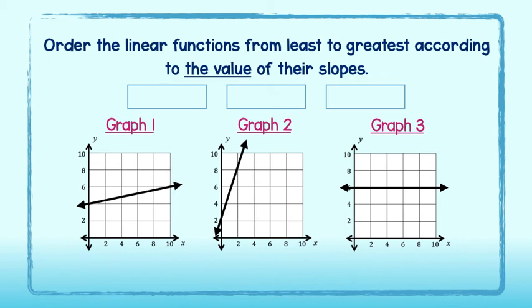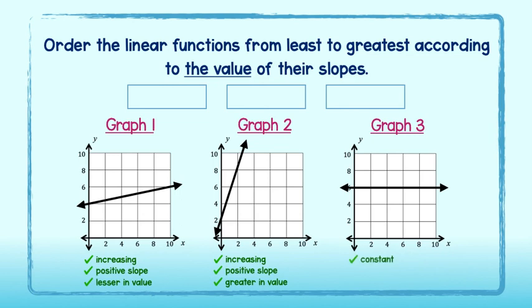Since linear functions 1 and 2 are increasing, I know that their slopes will be positive. I also know that since linear function 2 has a steeper slope, the value of the slope will be greater than that of linear function 1. Since linear function 3 is constant, I know that it will have a slope of 0, making this the linear function with the slope least in value. We could check our work, but without doing any concrete calculations, I can confidently say that the order from least slope to greatest value slope is graph 3, graph 1, and then graph 2. Great work!